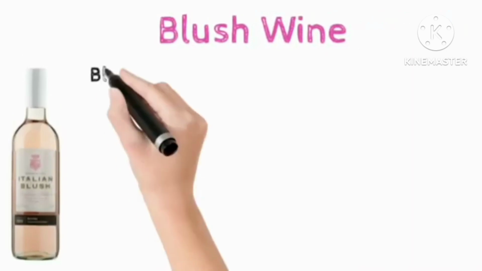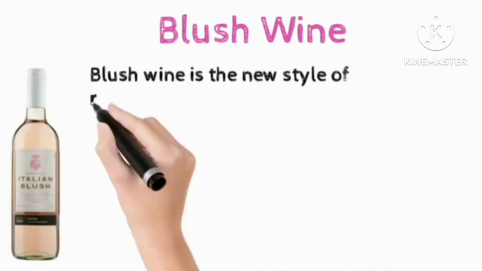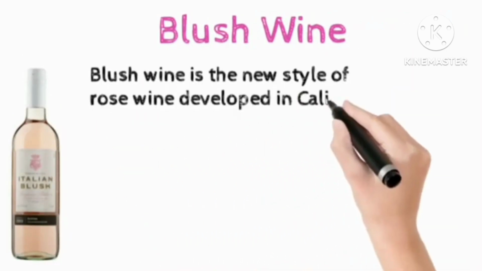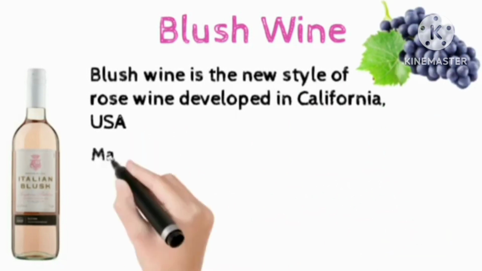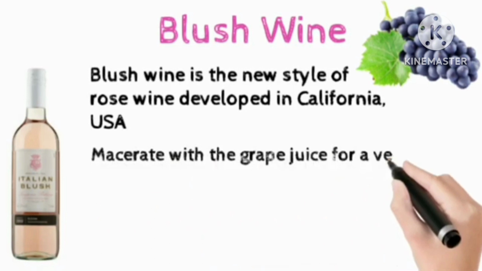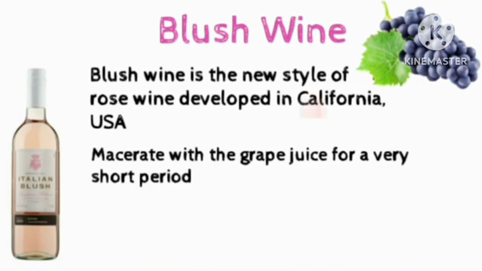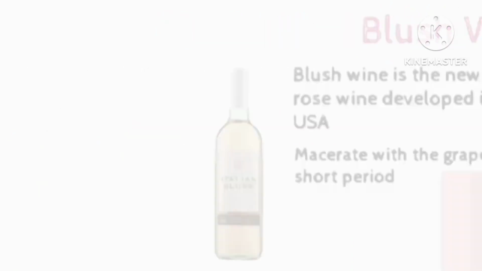Blush wine. Blush wine is the new style of rose wine developed in California, USA. Skin of black grapes is allowed to macerate with the grape juice for a very short period. This process will convert the must into very light pink colored wine.